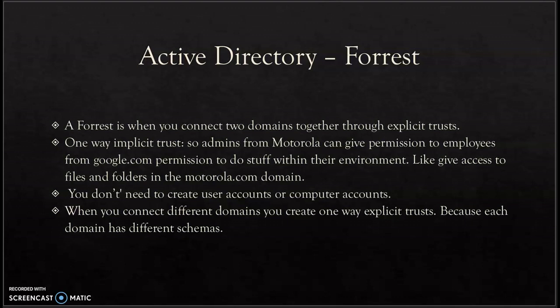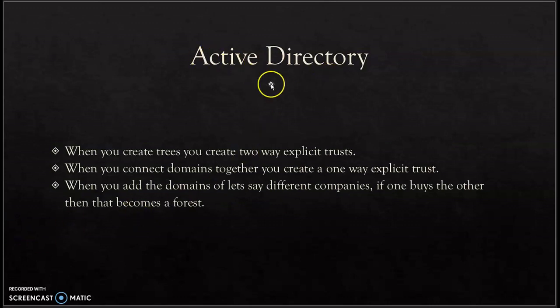So Active Directory, these are some leftover notes or things you should know about. When you create trees, you create two-way explicit trust. When you connect domains together, you create one-way explicit trust. When you add the domains of, let's say, different companies, if one buys the other, then that becomes a forest.